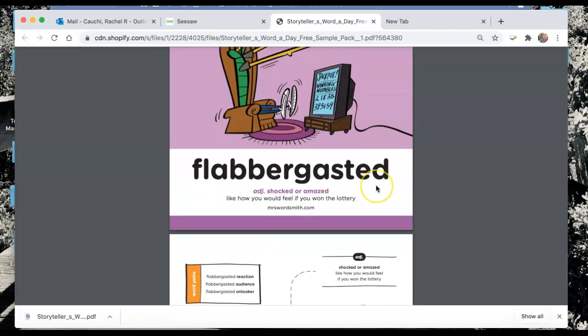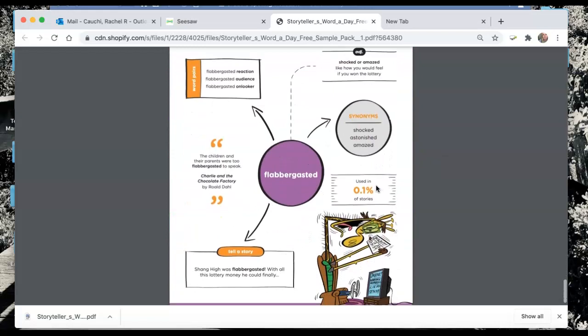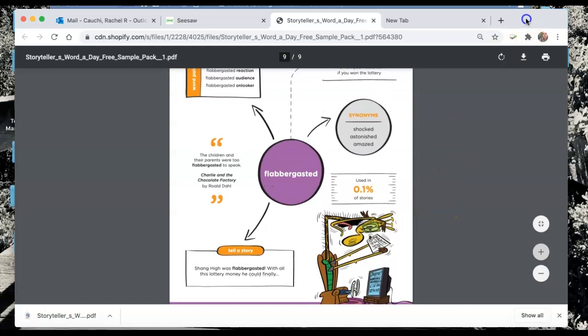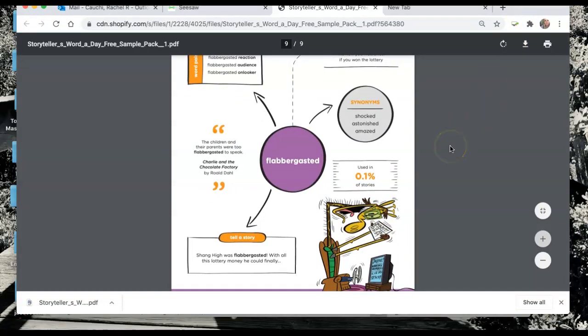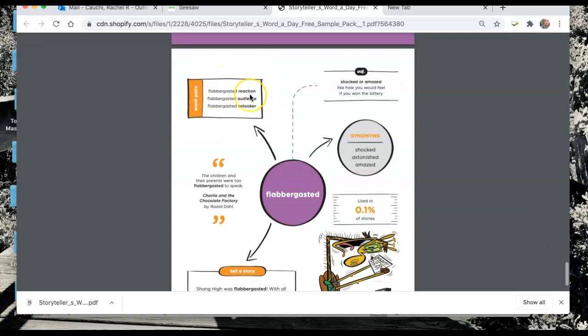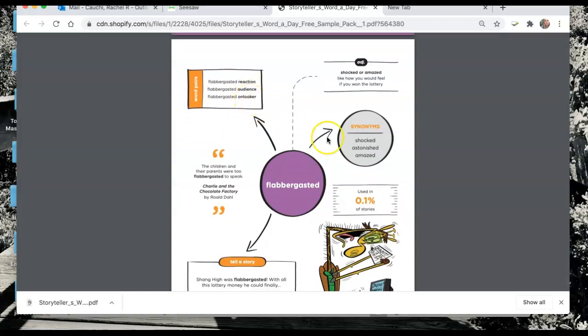Now, I'm going to give you a very similar worksheet to this one. This is how Mrs. Wordsmith likes to set out her word of the day. You can see that flabbergasted is in the middle, and then she's got quite a number of things around showing lots of different aspects of that word. So we'll start up the top here. Now, in your worksheet, you're also going to have word pairs. Now, what that means is to put the word together in a sentence that makes sense.